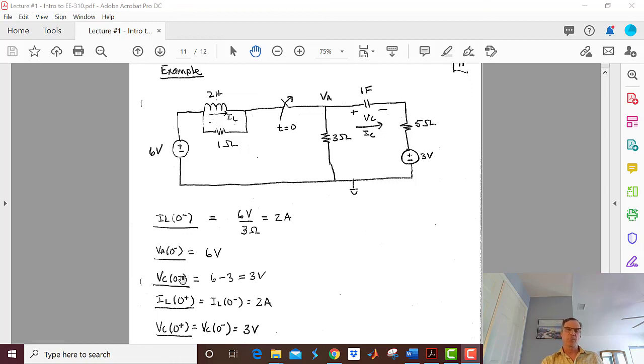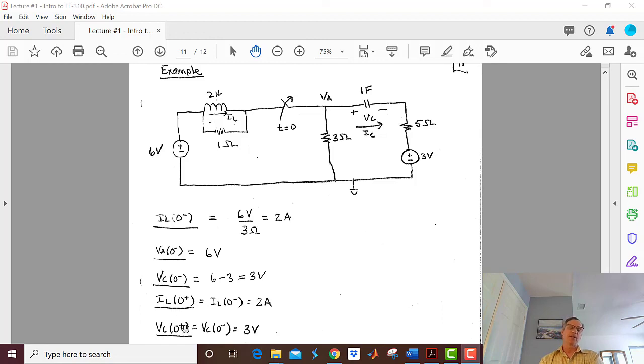VC at 0 minus, we go back to our convention and say it's going to be the voltage on this end minus the voltage on this end. At 0 minus, I have 6 volts here. Since I have no current, I have 3 volts here. 6 minus 3 is 3.